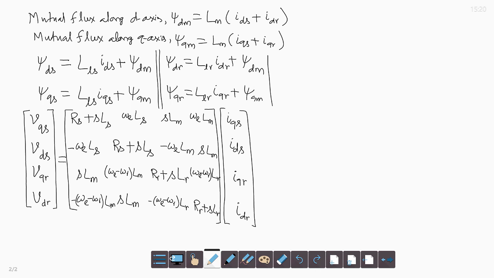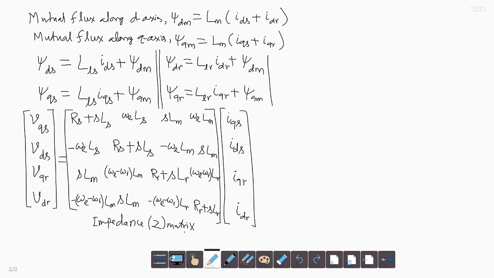So, this is a vector matrix relationship. The left hand side of the equation is the voltage vector, and on the right hand side we have the current vector. So, voltage equals impedance into current. This is the impedance matrix, Z matrix, and this model is the impedance model. It can be solved for the applied voltages VQS, VDS, VDR, VQR. We can solve for the currents, and from the currents we can get the flux linkages.